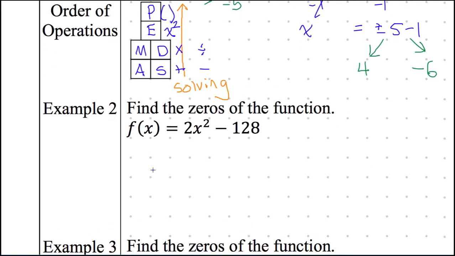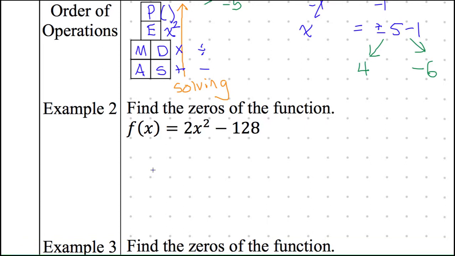I'm now on to example 2. Find the zeros of the function. It's kind of a review from yesterday. What am I setting equal to 0? I'm doing something for zeros. What am I setting equal to 0 to find zeros? Is it x? Is it y? Is it f of x? Is it 128? One person knows.